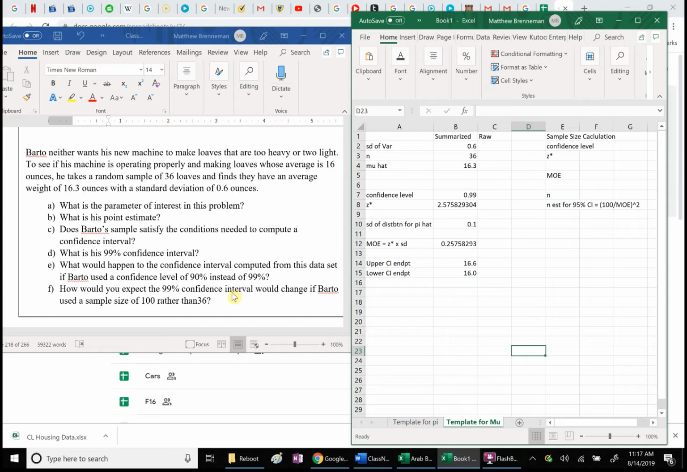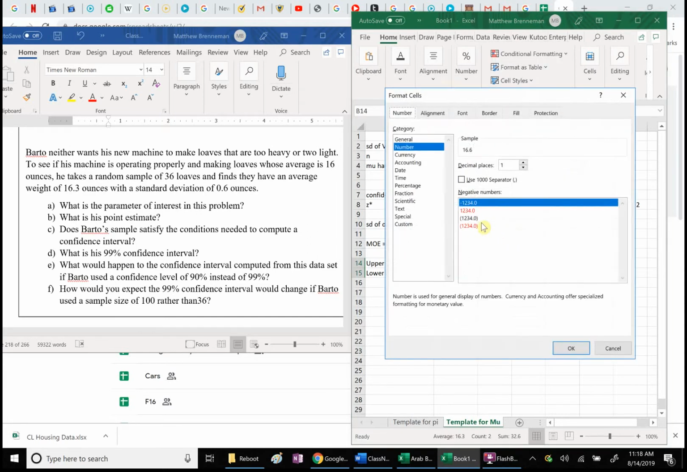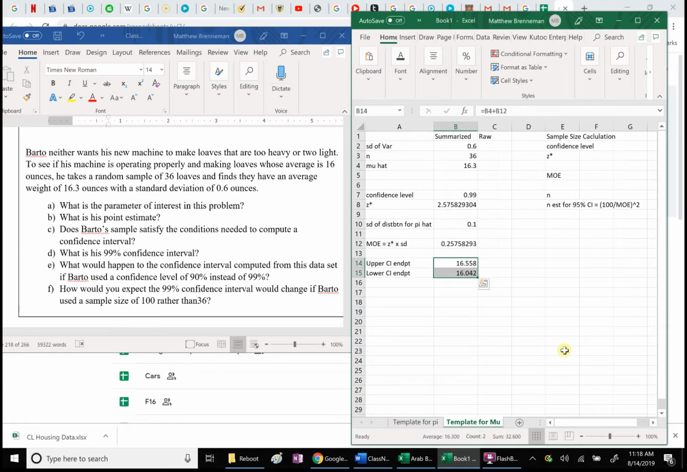If we did a hypothesis test to see if it's different than 16, we'd have to be a little careful. We'd probably have to put this out to 2 decimal places because we're on the cusp here, right? So let's put this out to a few decimal places. If Bardo ran a 2-tailed hypothesis test to see if the average weight of all the loaves was 16 ounces or different than 16 ounces, he would have to reject the null hypothesis. He would have to conclude that the machine's not making loaves whose average weight is 16 ounces.